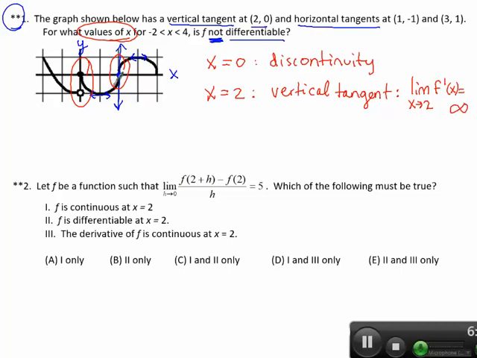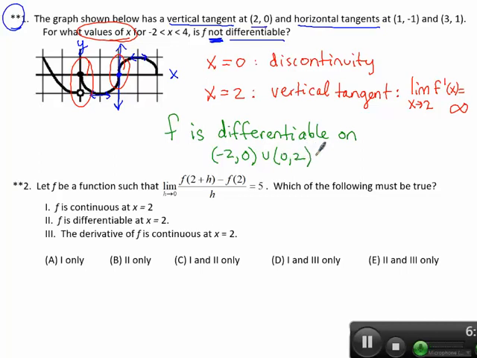The derivative, the slopes are increasing without bound. We've done our answer, but we can answer this another way if asked. The function is differentiable on the following intervals: -2 to 0, union 0 to 2, and union 2 to 4.